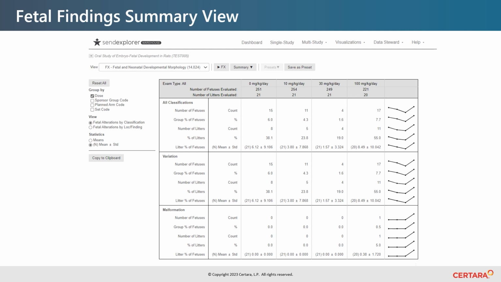This is another screenshot of a summary visualization in SEND-Explorer for fetal findings modeled using SEND-IG DART version 1.1. Again, summary statistics are calculated for each dose group for abnormal findings category, and a thumbnail visualization generated to show the trend by dose group.